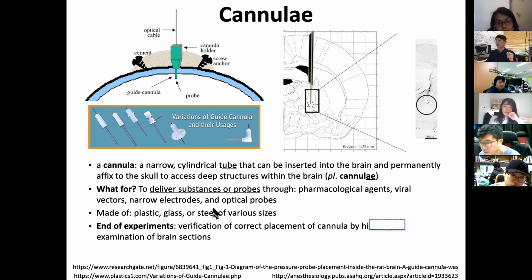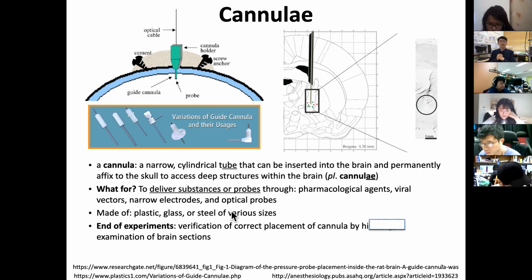Okay. And an even cooler way is that you can insert an optical probe. Nowadays a relatively new technique, like optogenetics, or you can measure calcium imaging indicator activity, not only at the surface of the brain but inside the brain, by using optical fiber probes. These cannulae can be made of plastic, glass, or steel, with various sizes.